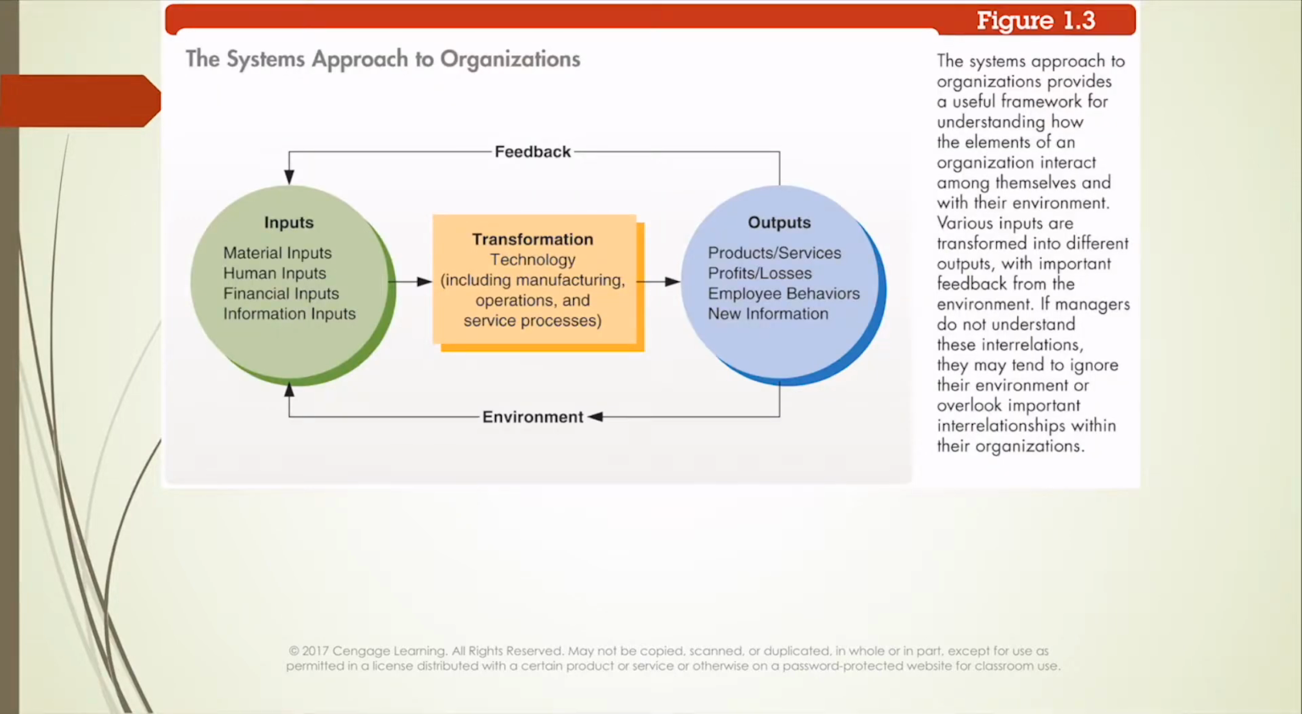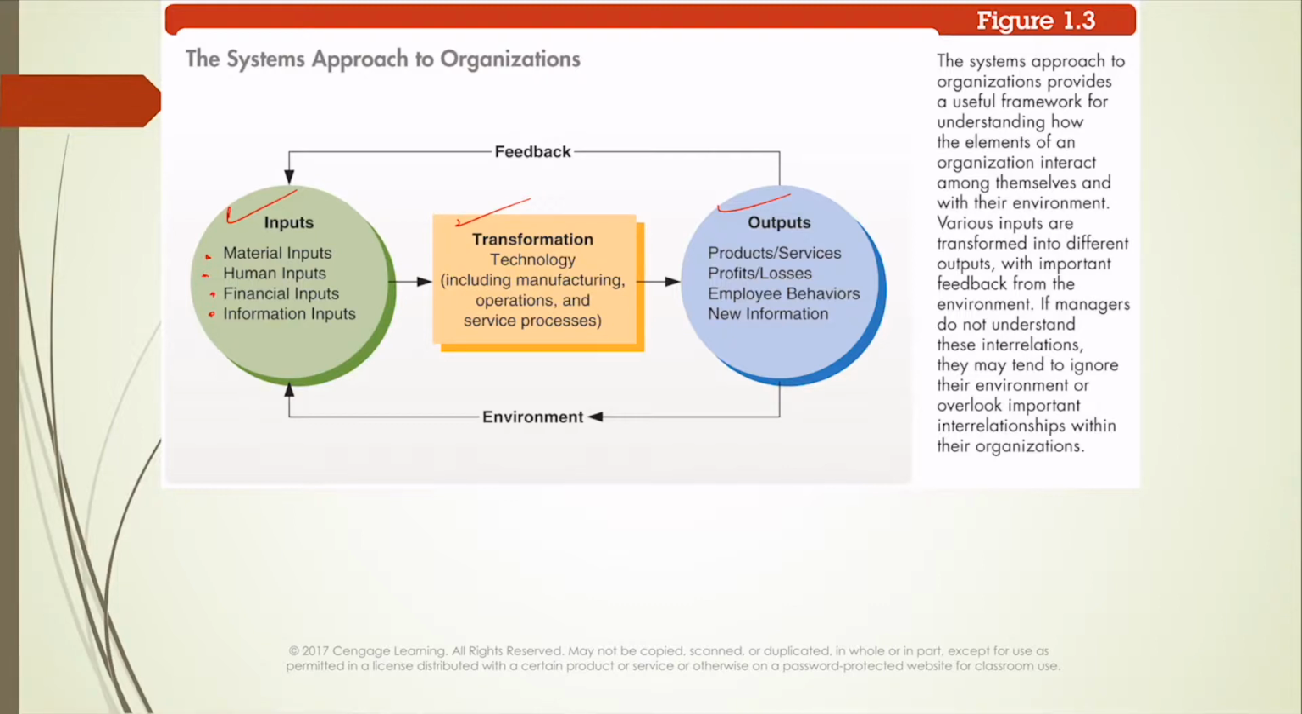Now let's take a look at the next figure here that will show us really visually what systems perspective is all about. Now, as you can see, we have the three elements here. We have inputs, transformations, outputs. You have material inputs. This is the raw material. You have human inputs, financial inputs, and information inputs.